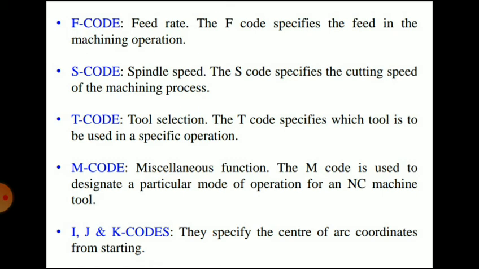T code, that is tool selection. The T code specifies which tool is to be used in a specific operation. Then M code, that is miscellaneous function. The M code is used to designate a particular mode of operation for an NC machine tool. Then I, J, K codes. They specify the center of the arc coordinates from the starting point.